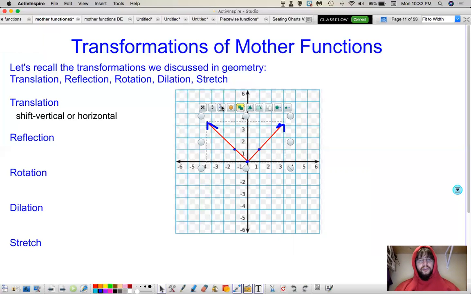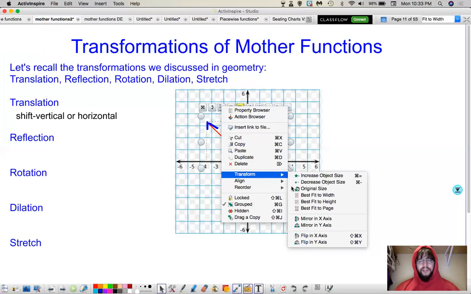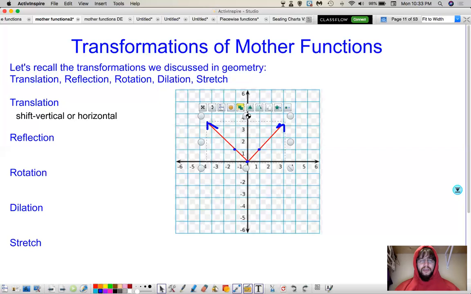I can reflect it over a diagonal line. I can reflect it over a vertical line. But since this thing is an absolute value mother function, I'm really not going to be able to tell the difference if I reflect it over a vertical line. So we might be able to tell a little bit since I suck at drawing. Notice that this arrow moved over here. So this line segment here is this one here. It reflected over the y-axis.